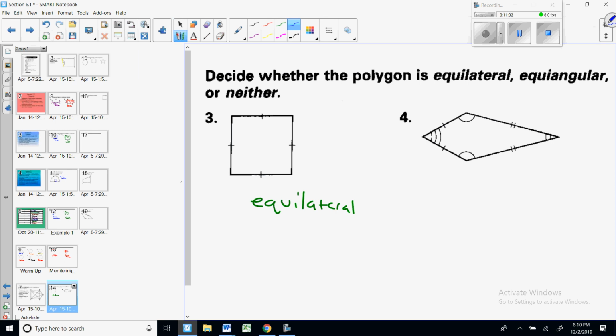And if you look at your angles, you'll see these two angles here are marked with 1. That angle on the right is 2. The angle on the left is 3. So that is neither equilateral nor equiangular, because all the sides are not marked off the same, and all the angles are not marked off the same.